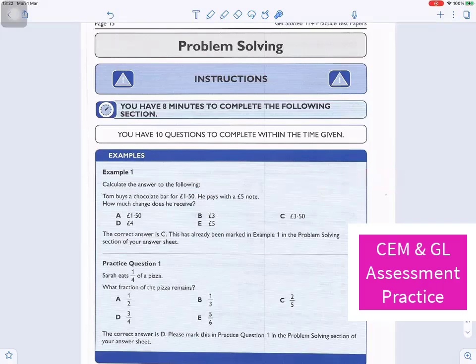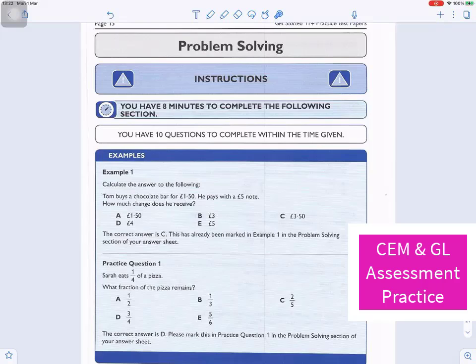It gives you £3.50. So you will go on the exam answer grid, and you will mark like that for £3.50. I'll show you how to do that, and you can watch some of my other videos on how to mark the answer sheet.